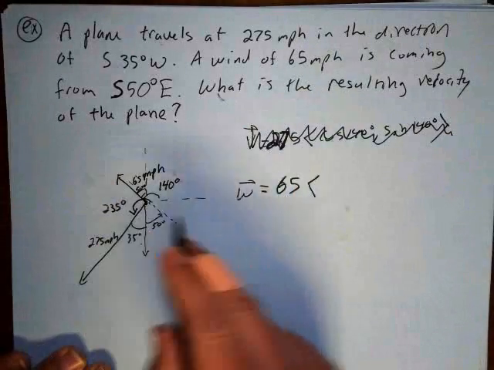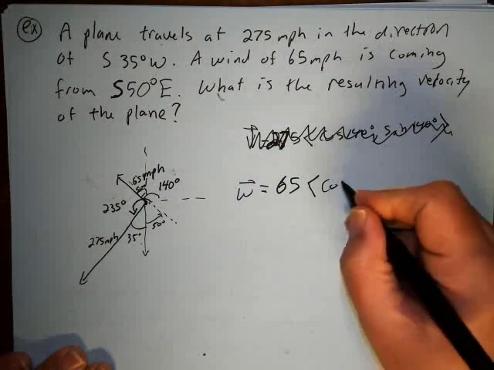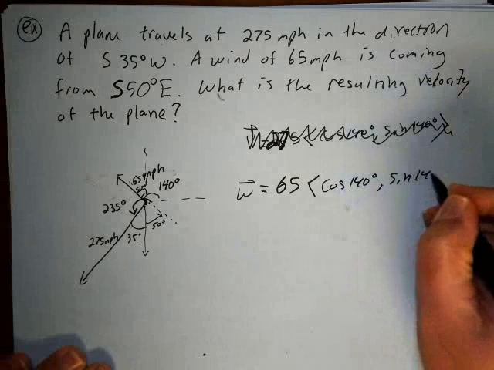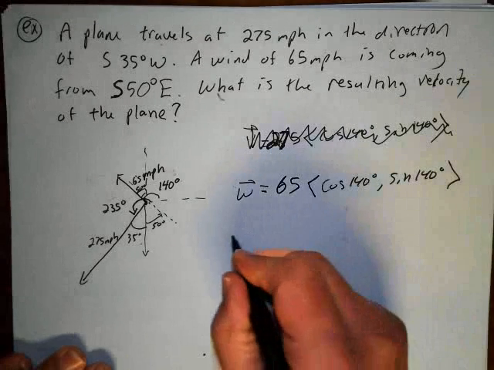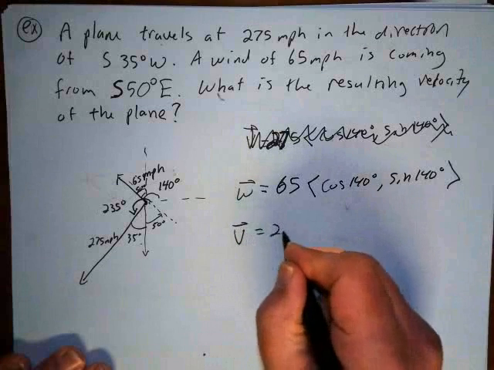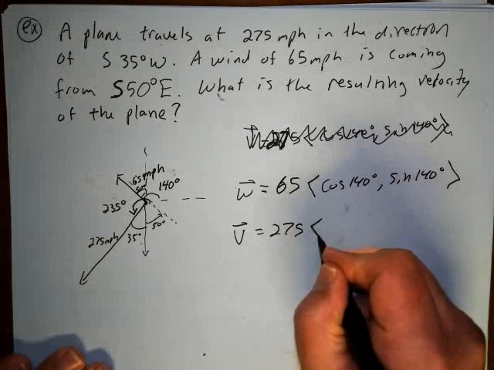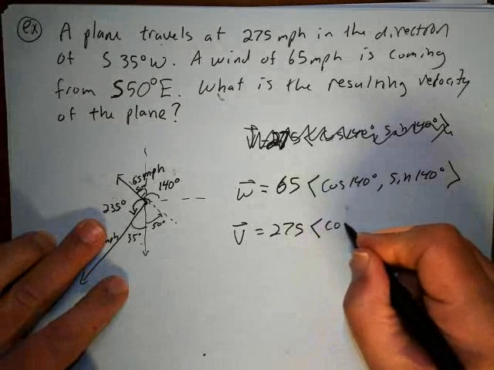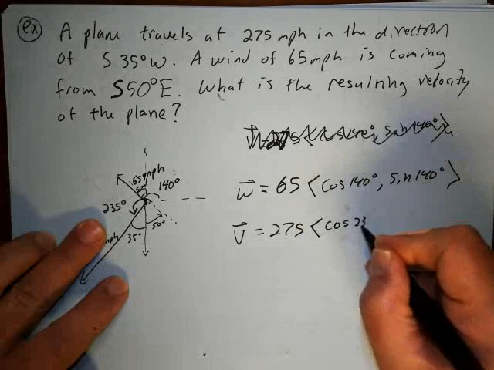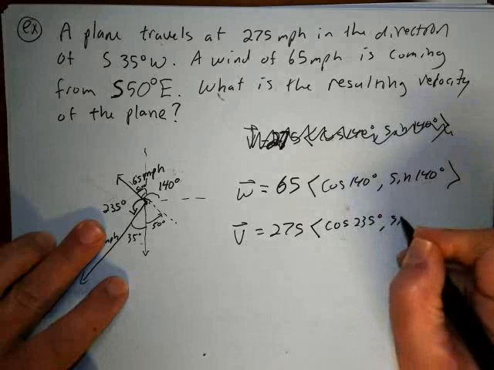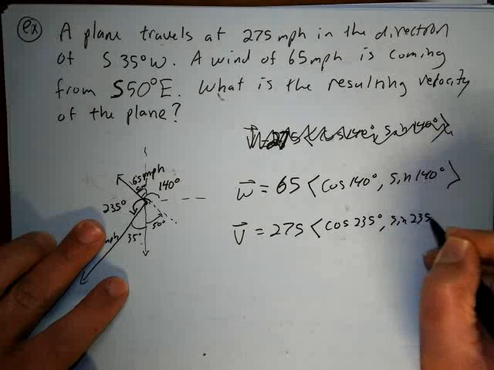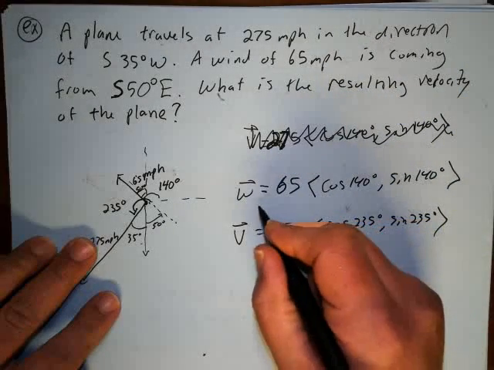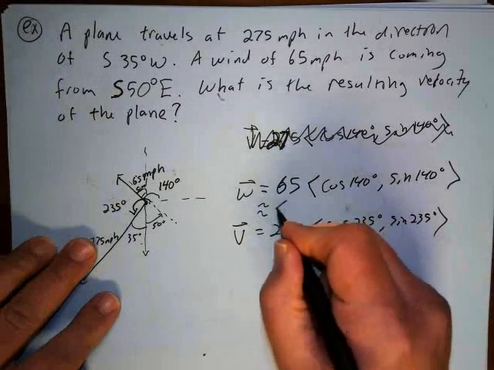So the wind here would be cosine 140, sine 140 for wind, and then v for velocity of the plane, 275, and the angle is 235 degrees. So cosine 235 degrees, sine 235 degrees. Okay, so let's get the component form of these.